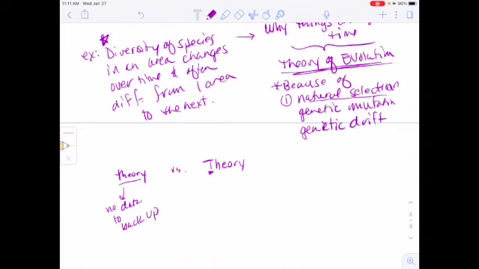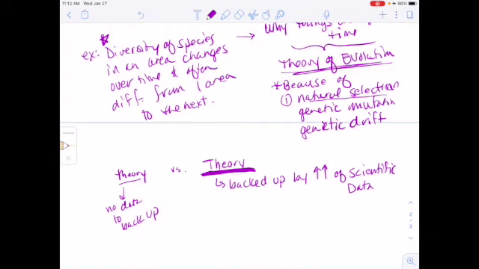In order for something to be accepted as a theory, as a true explanation in the scientific community, in science, it has to be backed up by a tremendous amount of data. Backed up by a lot, that's what these little arrows going up to the sky are for here when I draw those. Backed up by a lot of scientific data. Data that's been peer-reviewed and repeated by others.